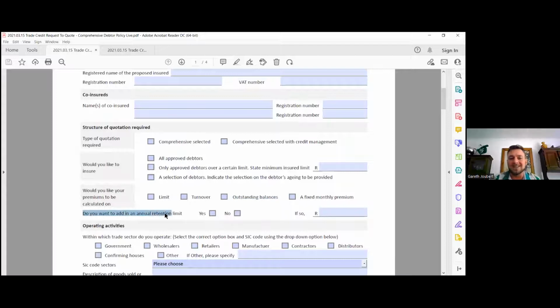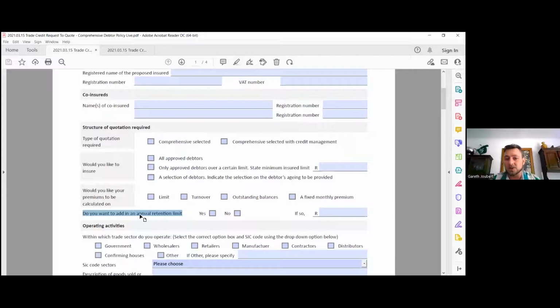And then, do you want an annual retention limit? That's saying, does your client want an excess? All trade credit insurance policies have a proportional excess, which I think I've spoken about in other chats before. It's an insured percentage, so it's like a quota share type excess structure.